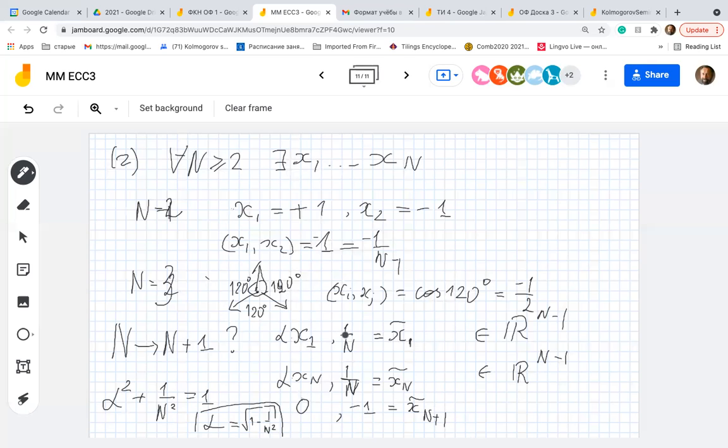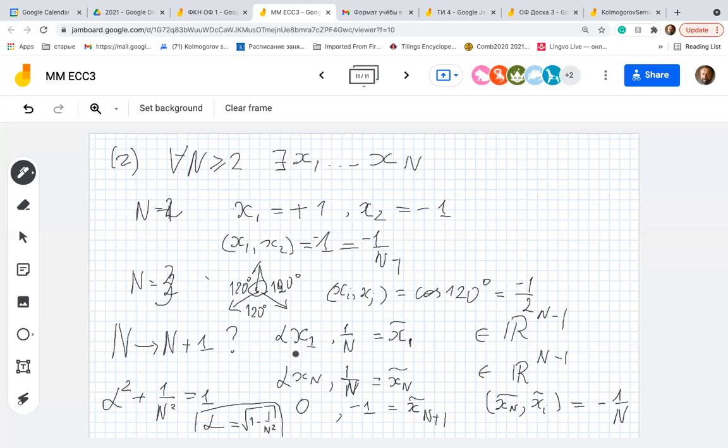The only thing you need to verify is that the inner products are as required. The inner product of the new vector and any of the previous tilde vectors is exactly minus 1 over n, because we multiply minus 1 by the last coordinate 1 over n and obtain minus 1 over n. So x n plus 1 times tilde xi is equal to minus 1 over n as required.